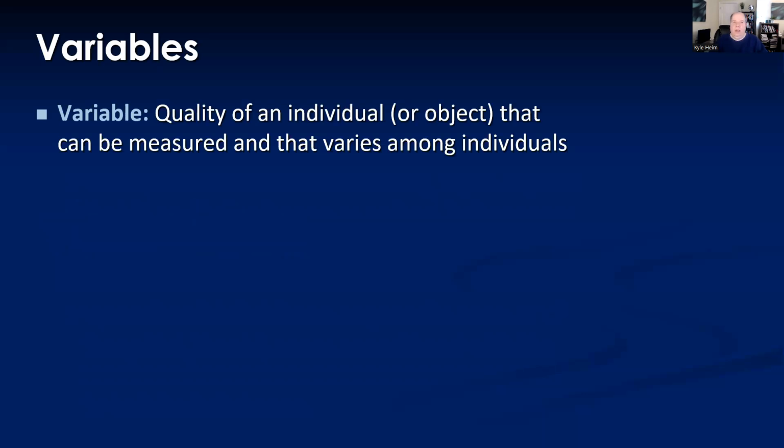So the word variable comes from the word vary, which means in order for something to be a variable, it has to be something that changes or varies. Not everything is a variable, okay? So if you say, you know, students enjoy their classes, and I ask you, what are the variables in that sentence? And you say, well, students.